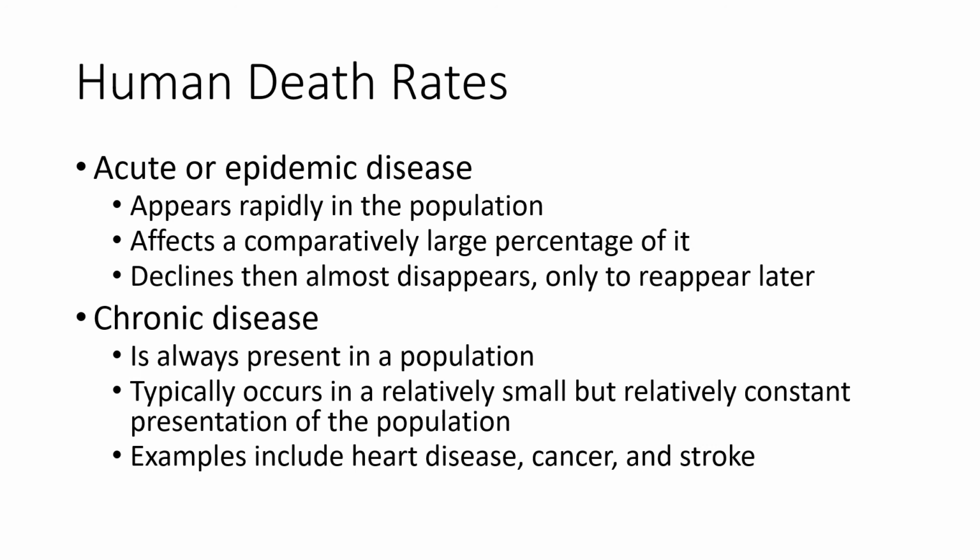Currently, we're looking at measles, which is crazy because there's a vaccine for it, but whatever. Another time. Of course, there's also chronic disease, which is always present. So this is like heart disease, cancer, stroke, and so it occurs in a relatively small but constant basis in part of the population.